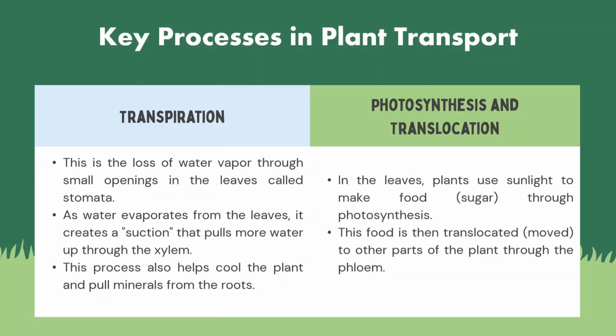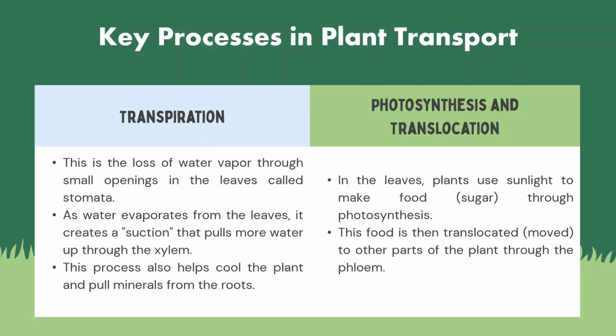Key processes in plant transport. For transpiration, this is the loss of water vapor through small openings in the leaves called stomata. As water evaporates from the leaves, it creates a suction that pulls more water up through the xylem. This process also helps cool the plant and pull minerals from the roots.